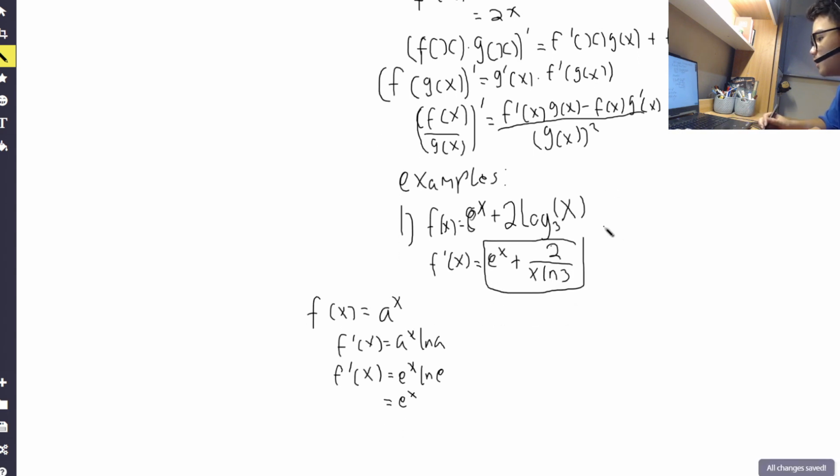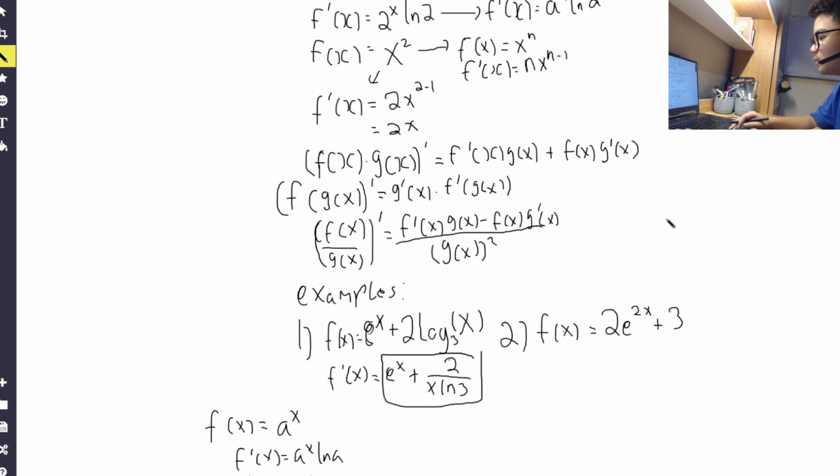Next, for example number 2, f of x equals 2e to the 2x plus 3, plus 3. Now we have to take the derivative. We have to do the chain rule. Oh yeah, I haven't explained the chain rule yet.